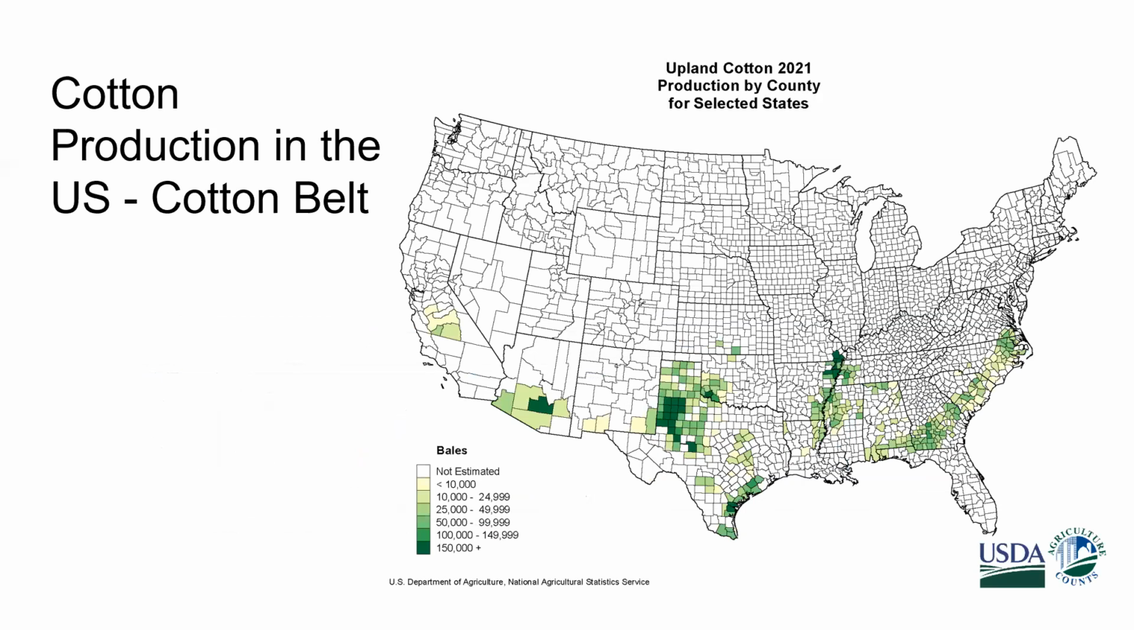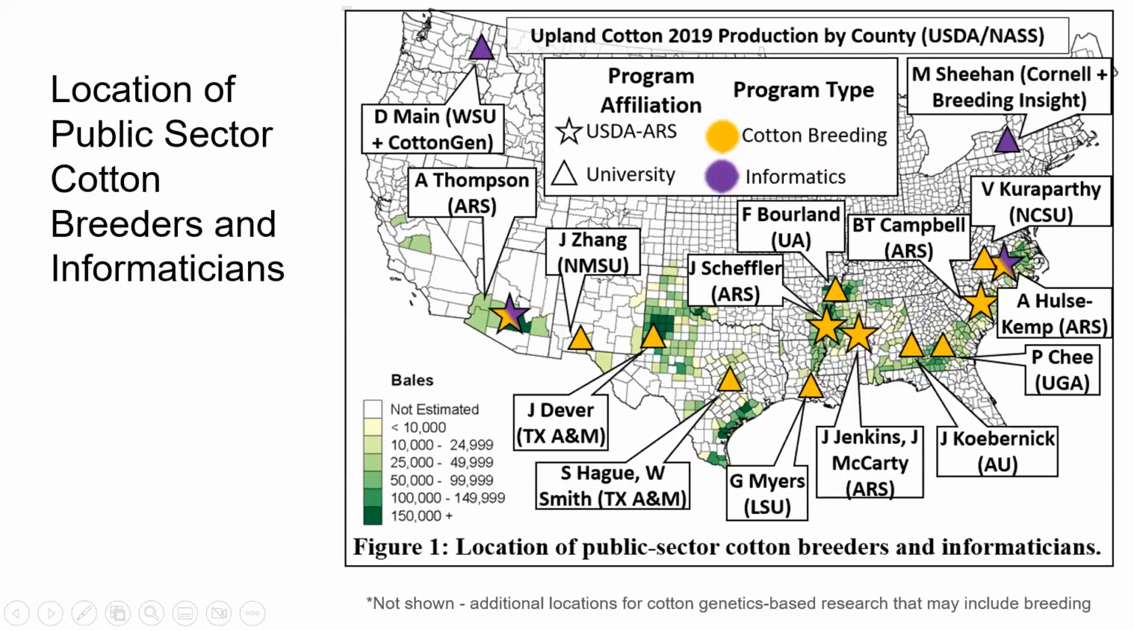So in the US, cotton production is primarily in what is called the US Cotton Belt. So our production in 2021 is highlighted here, and you can see that it's basically across the entire southern US. So this then implies that we now are going to have research locations kind of spread across those locations. What we're showing here is the location of public sector cotton breeders, as well as informaticians that work along the lines with those breeders.